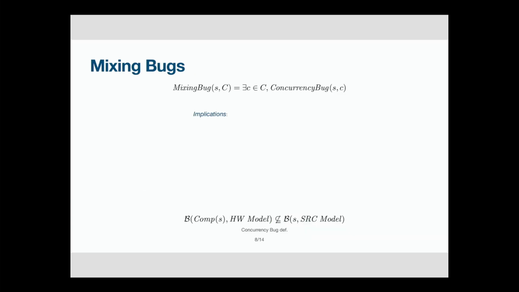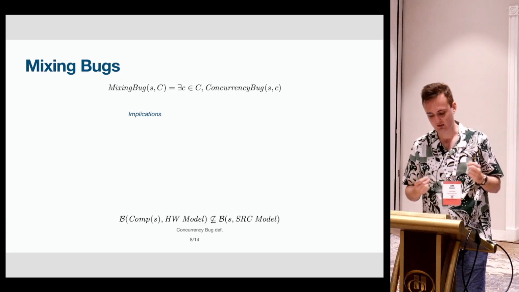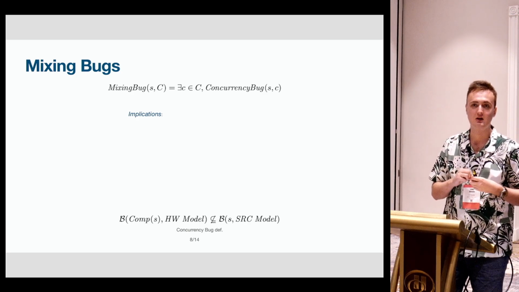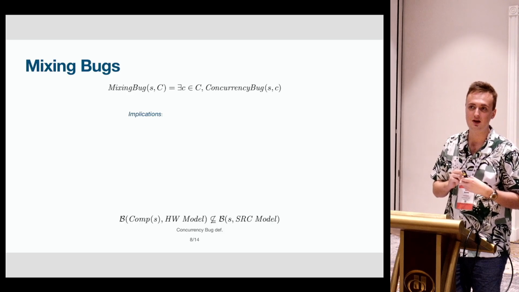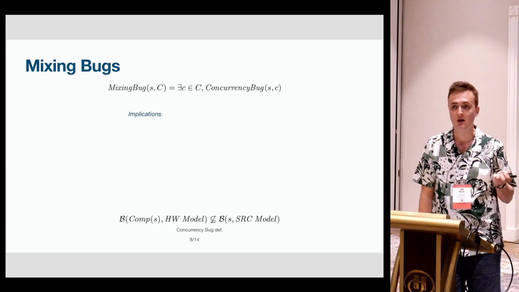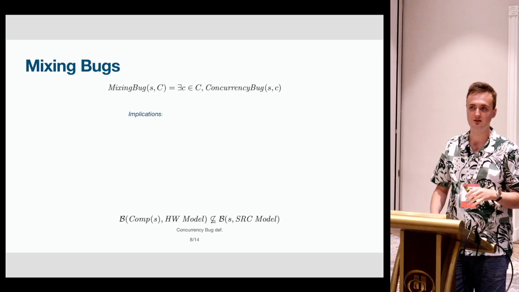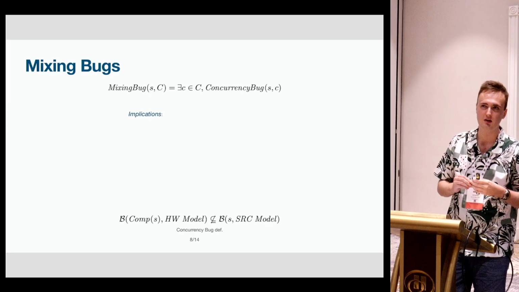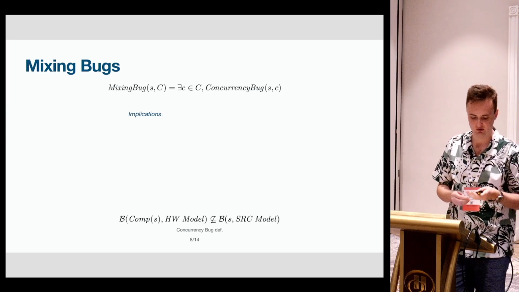Cool. So we have coined a new term called a mixing bug, which essentially arises when you do this kind of testing. We say a mixing bug arises if any of the compiled programs C exhibit a concurrency bug with respect to the source program S. That's using the concurrency bug definition from before. However, we're going to lean on this a bit because it has a few implications for testing that I think are worth stating up front.